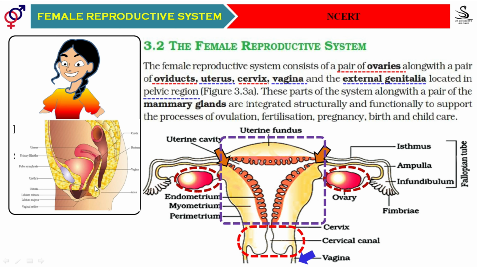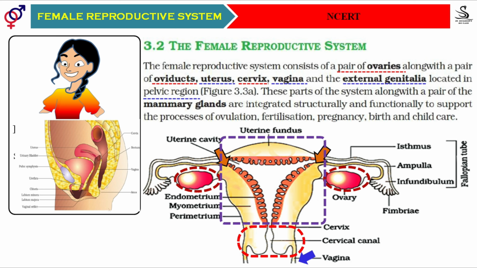The female external genitalia are also there here. Labia minora, labia majora, all those things are there. We'll discuss all those parts separately in one more video. This is how the female reproductive system is made up.